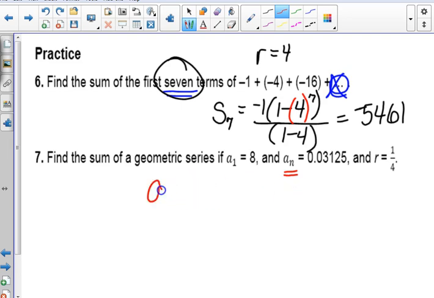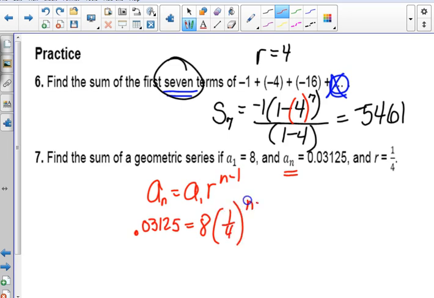Okay, guys? a sub n equals a sub 1 r to the n minus 1. So a sub n is what? 0, 3, 1, 2, 5 equals 8 times 1/4 to the n minus 1. Ooh. Okay, if we divide by 8, can we do a math enter to make that nicer? After we divide by 8, I got 1 over 256. Did someone get that?